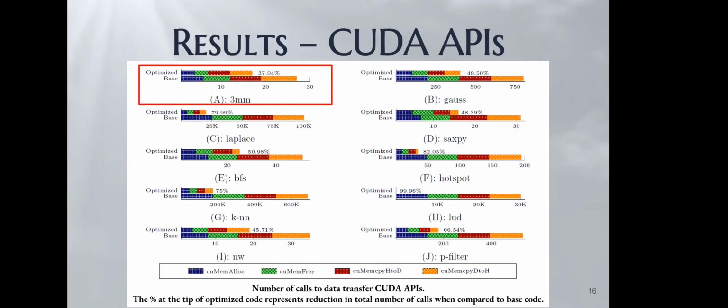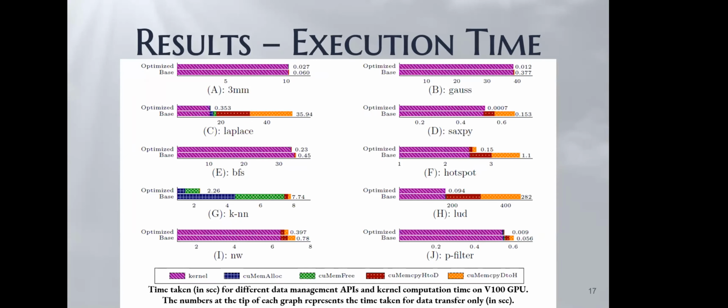So does this reduction mean anything? Do they have any impact on the runtime of the application? Well, we collected information on the runtime of each application, and the results did not disappoint us. As you can see in the plot, the purple colored bar represents the compute time of the kernel. This time does not change for both cases, the base and the optimized case.